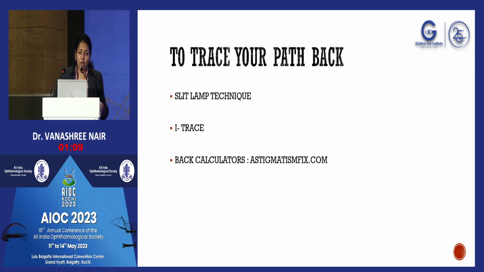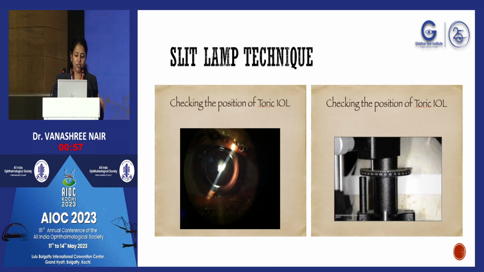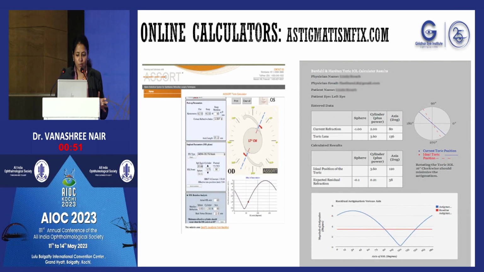Now, we need to trace back what went wrong. So was the IOL placed correctly? Was there an IOL power calculation mistake? The simple technique here that you can use is the slit lamp technique, where you dilate the patient and find out the axis where the IOL is lying at present. Then you go back, use astigmatismfix.com, and on that, you can feed in the data as to what is the refractive error that we have now, what was the axis at which the IOL is placed right now, and it will give you a calculation whether rotating the IOL by 10 or 15 degrees will reduce the refractive error to the minimum.